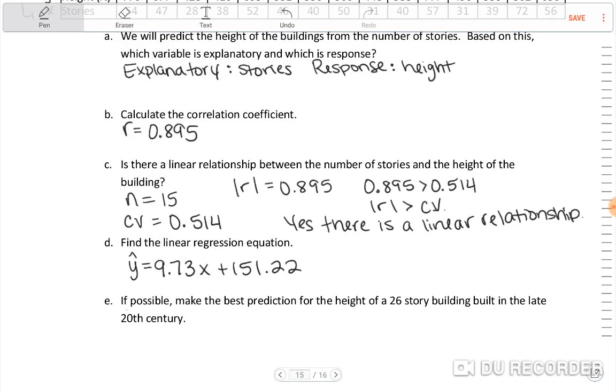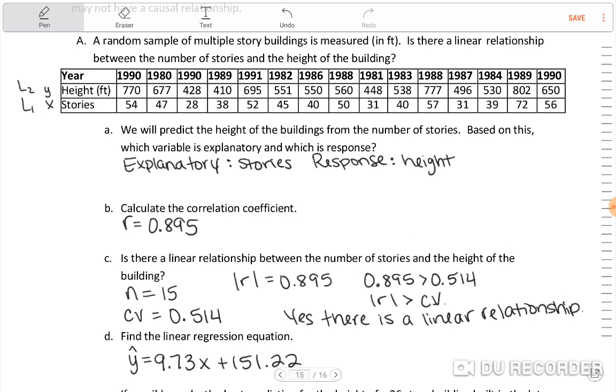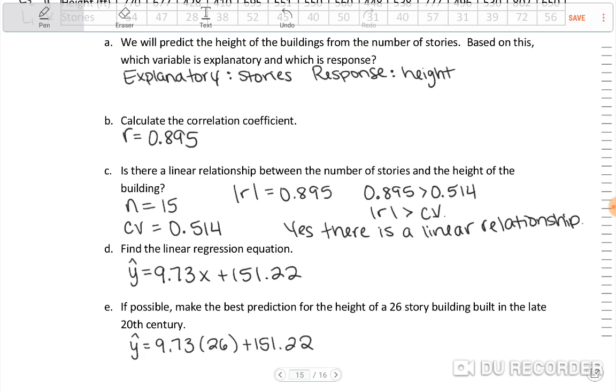So when we make a prediction here, we're going to say y hat equals 9.73 times 26 plus 151.22. So when we calculate that, we get, I just want to double check my work, 404.2. And we are going to round because none of our numbers here are in decimals. So 404.2 is 404. So we would predict 404 feet.